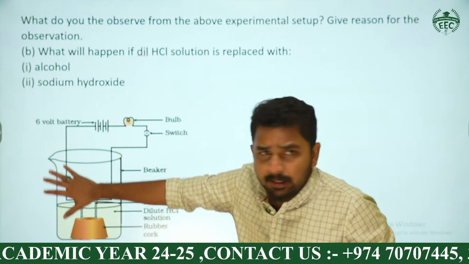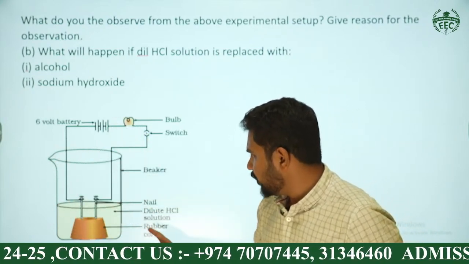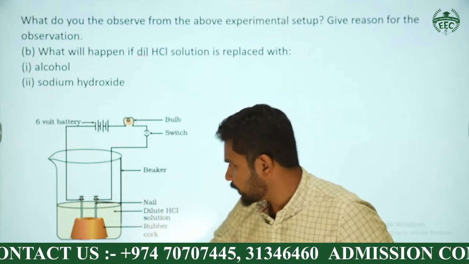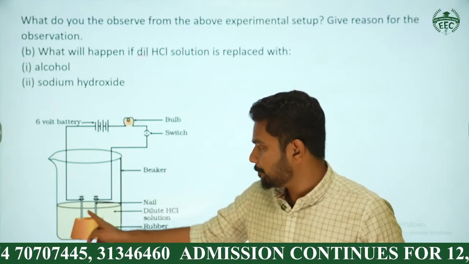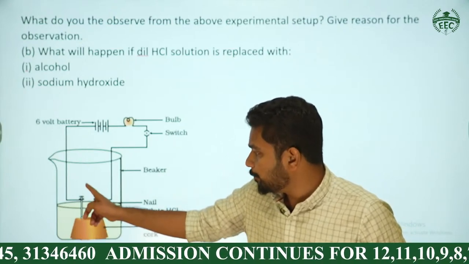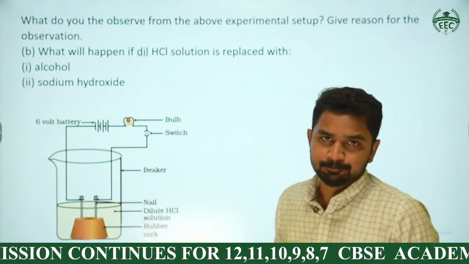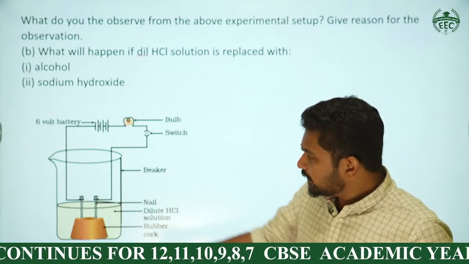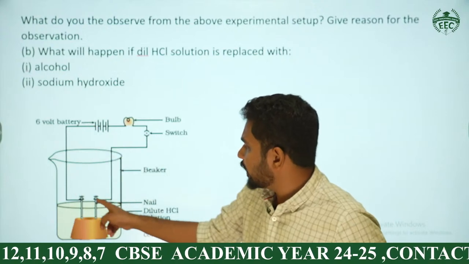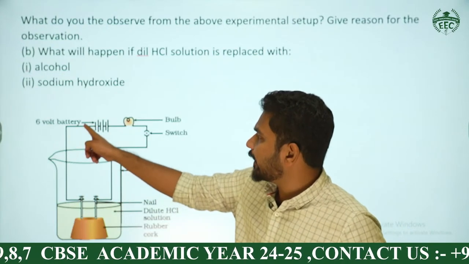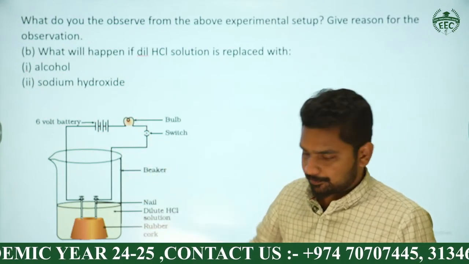In the experimental setup, you can see that there is a beaker, and we fill the beaker with some diluted HCl. You can see, this is diluted HCl. Okay, and there is a rubber cork. To this rubber cork, we put two iron nails. You can see that, two iron nails are there. To these iron nails, I'm connecting some electrical wires. These electrical wires are connected to a 6 volt battery. And there is a bulb and there is also a switch.